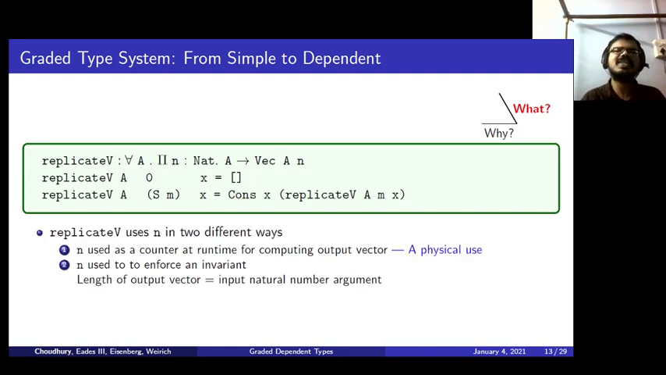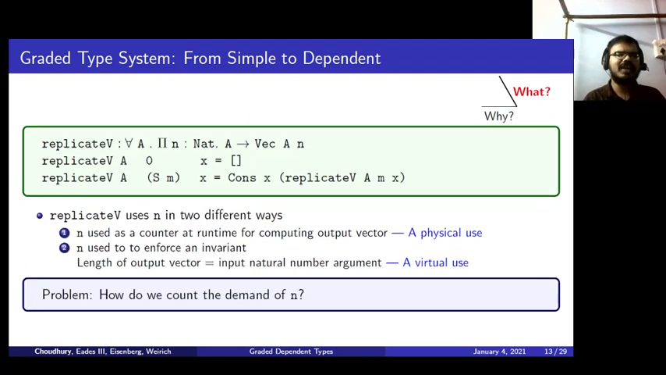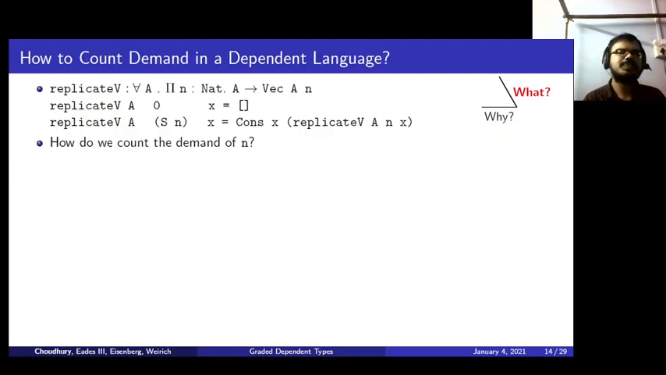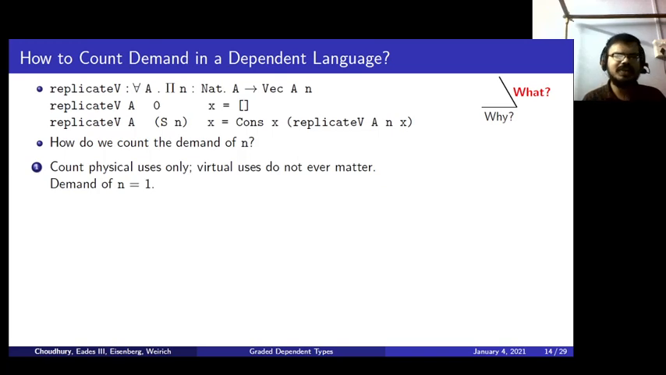The first use is a physical use. We can think of n as a signal flowing through the circuitry as we compute the output vector. The second is more of a virtual use. n is there to enforce a constraint. So with these 2 uses of n, uses of different natures, how do we count the demand of n? Let's see. One answer may be that we just count the physical uses because virtual uses do not ever matter. Then demand of n is 1.